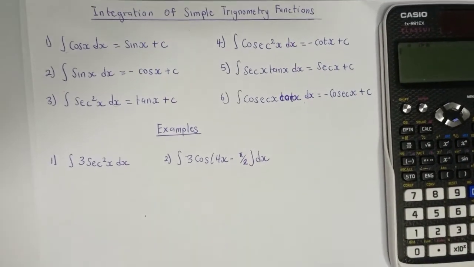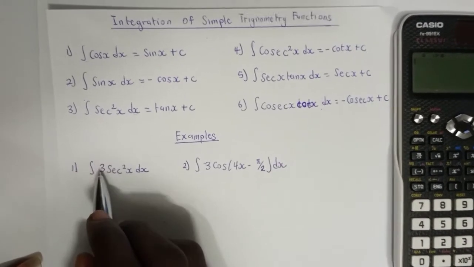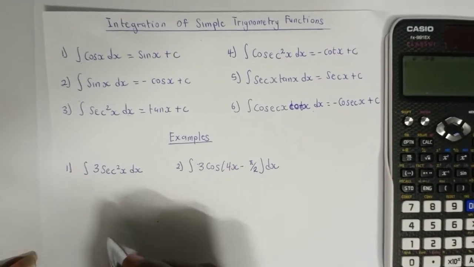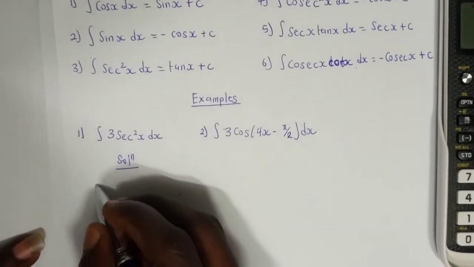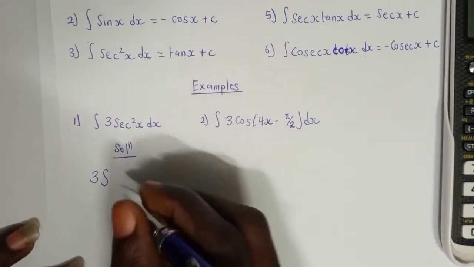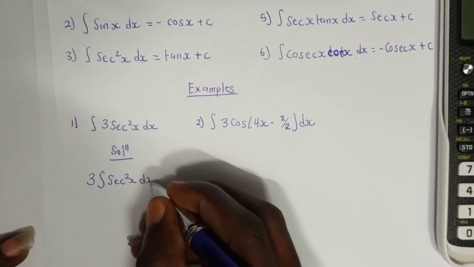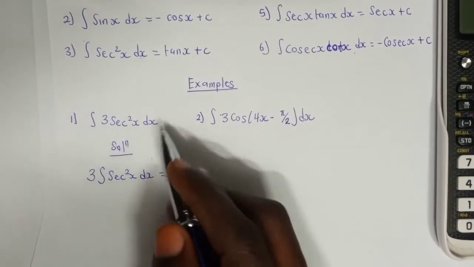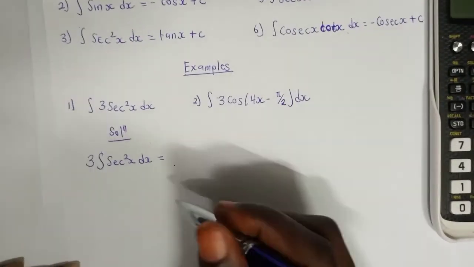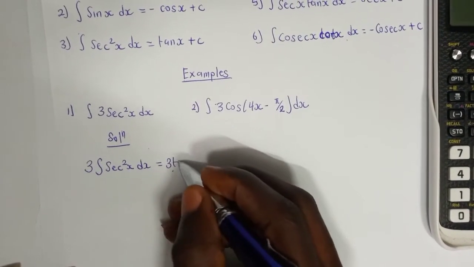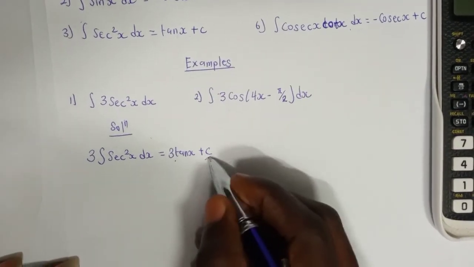So let's solve questions under the trigonometry functions. We have the integral of 3 sec squared x dx. So this we are going to get 3 integral of sec square x dx, which is equal to, so integral of sec square x, we are going to get tan x. So 3 times tan x plus our constant, which is what? C. So that's our final answer.